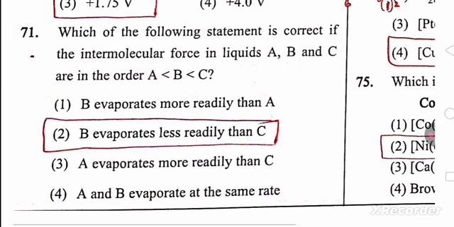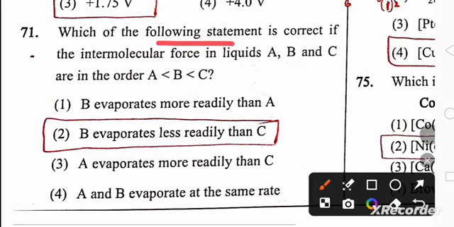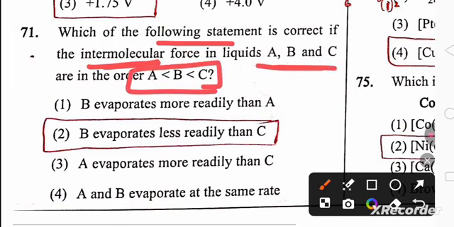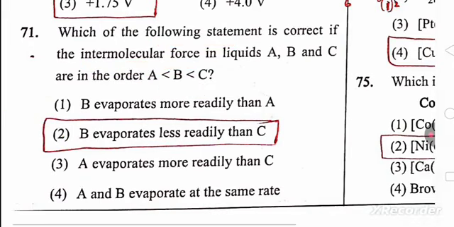The next question is very easy, related to chemical bonding. Which of the following statements is correct if the intermolecular force of the liquids A, B, C is in this order? So as you can see, the intermolecular force in C is very high compared to A and B. So we need to find out the correct statement. The correct statement is B evaporates less readily than C.